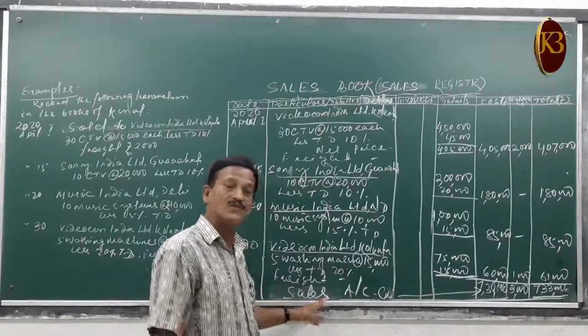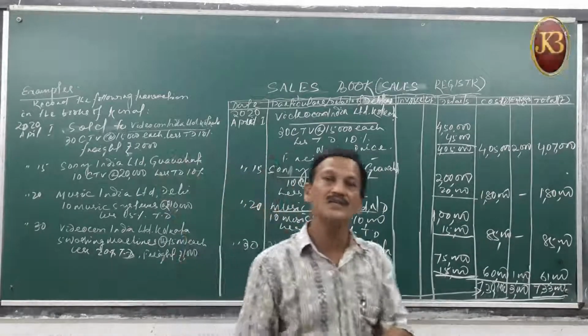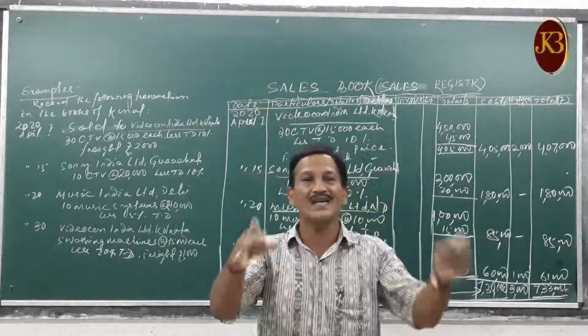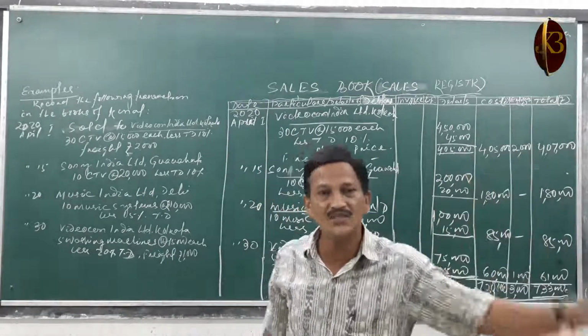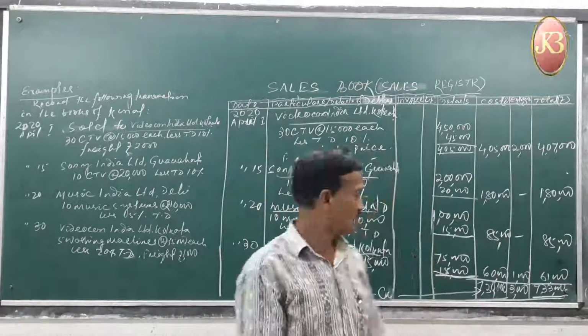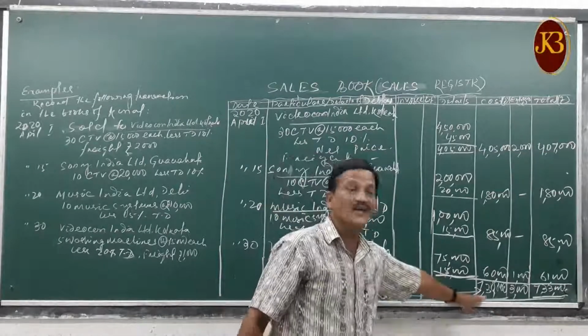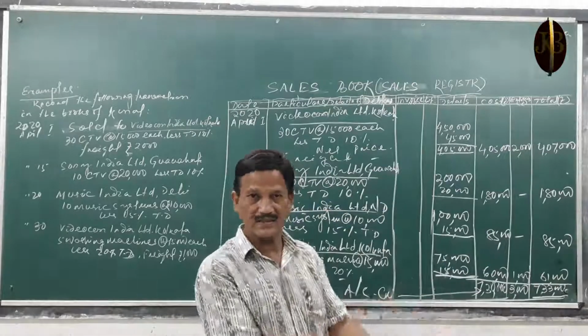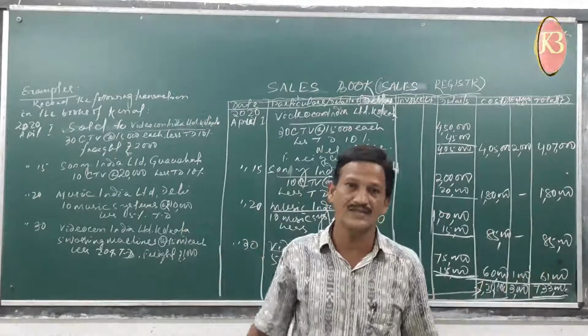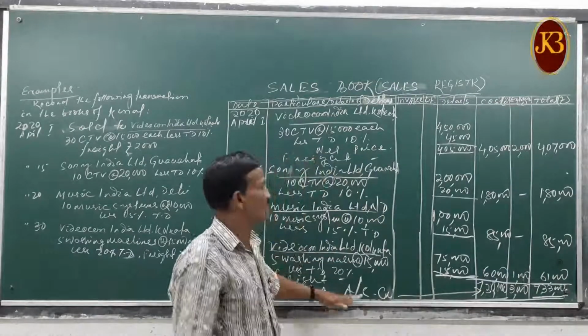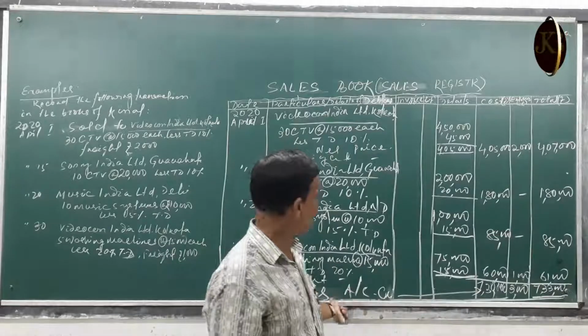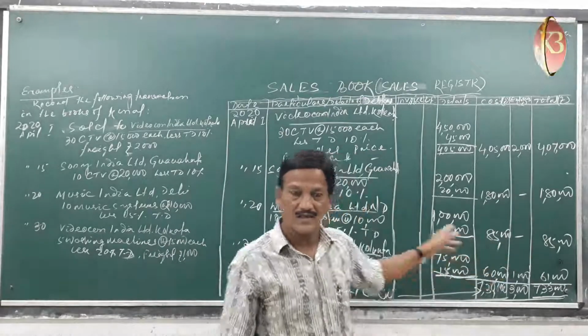When we post it to the ledger account, in the sales account credit side, we will write by sundries on April 30. So the total amount is 7,30,000. So in the sales account credit side, by sundries. The individual debtors' accounts will not be written. So by sundries, the total amount is this on April 30.